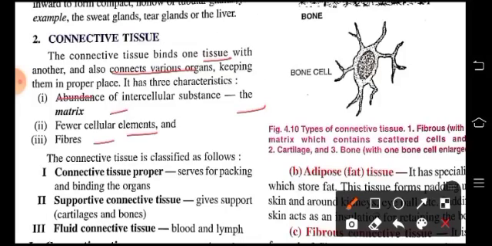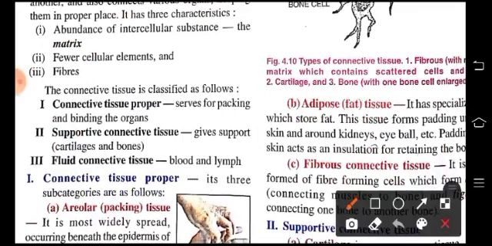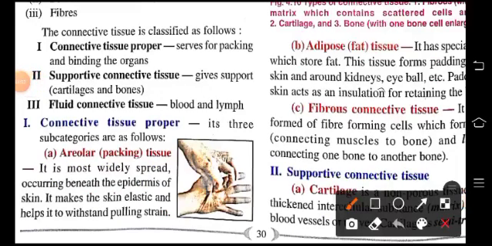Now, on the basis of function, connective tissue is classified as connective tissue proper, supportive connective tissue, and fluid connective tissue. Connective tissue proper serves for packing and binding of the organs. Supportive connective tissue gives support, like cartilages and bones, and fluid connective tissue is like the blood and the lymph. Connective tissue proper is again subcategorized as areolar tissue, adipose tissue, and fibrous connective tissue.